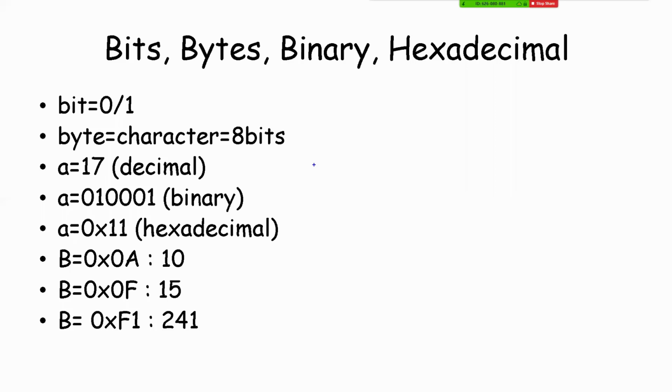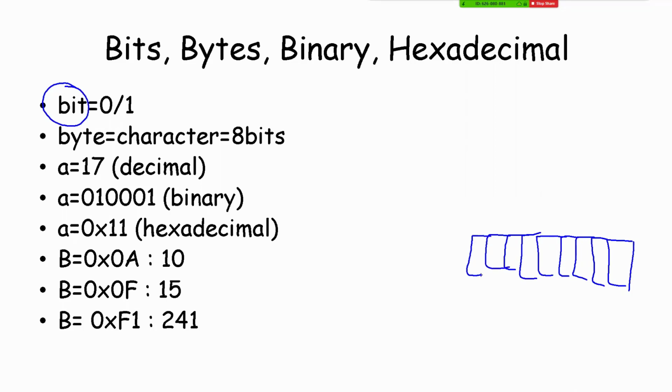A bit is a word that we use to represent a digit in binary system. A bit is going to be a 0 or a 1, or on or off. So we have these little boxes in your computer's memory, each one able to store an on or off state. All right, so a bit is one of these boxes that's going to be either on or off.